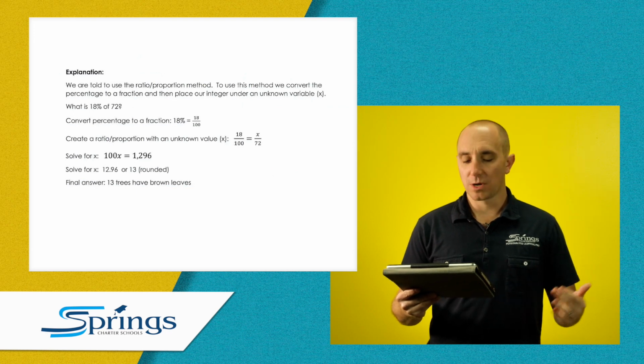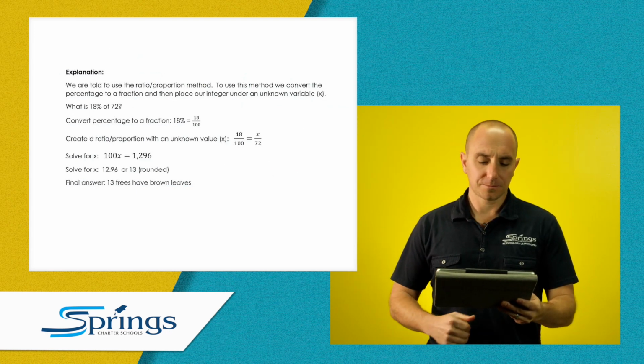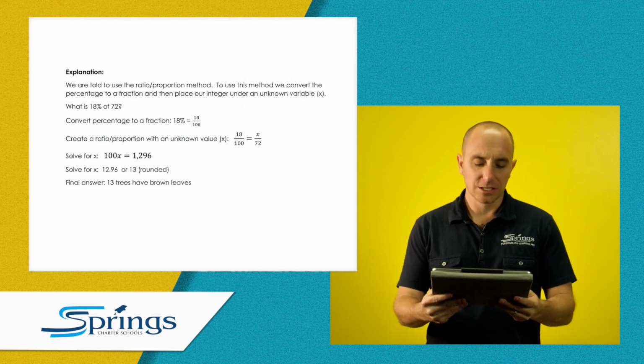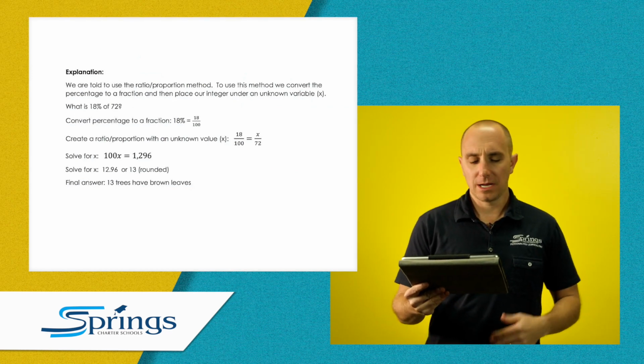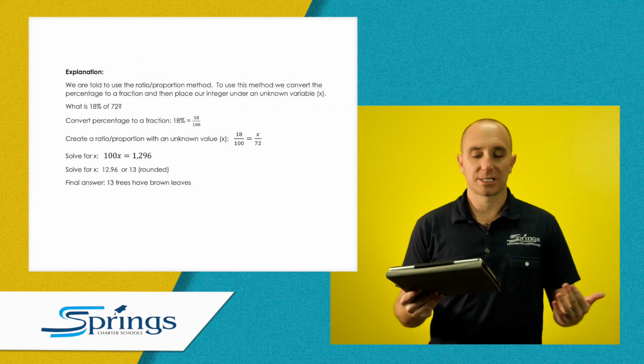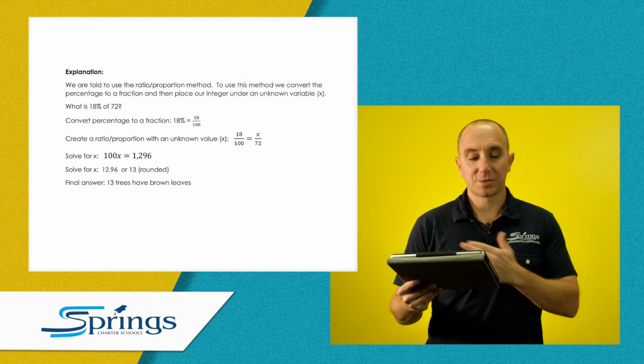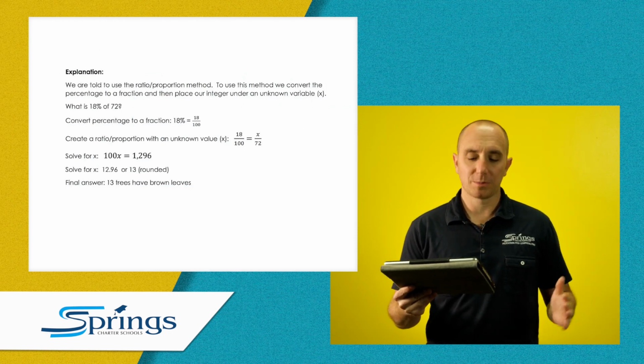Now we do our cross products like we've been doing. 100 times x is 100x, and 80 times 60 is 4,800. Then we divide out 100. 100x divided by 100 is just x, and 4,800 divided by 100, just moving the decimal point over 2 spots, gives us 48.